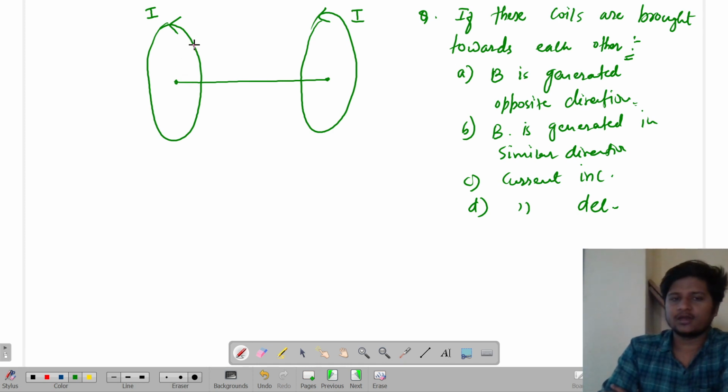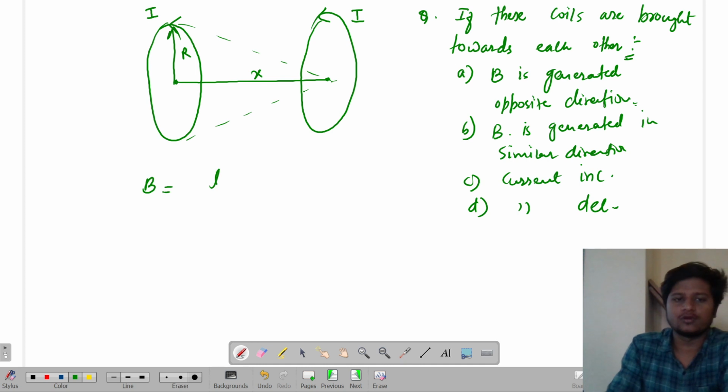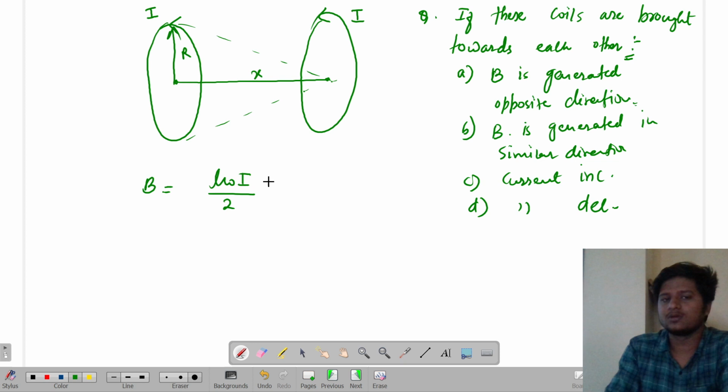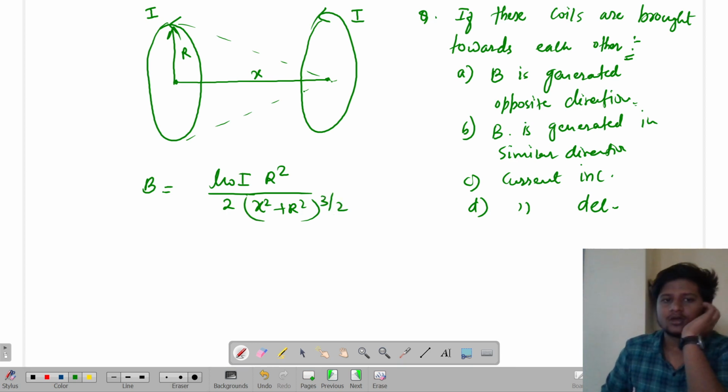Okay, for this ring, can we calculate the magnetic field over here? Let us consider that this is at distance x, and the radius of the rings is capital R. Right or not? What is the magnetic field at the center of the ring? Mu naught I divided by 2, R square divided by x square plus R square to the power of 3 by 2. This is the formula. If this current carrying ring has n loops, it will be multiplied by n. Right or not?